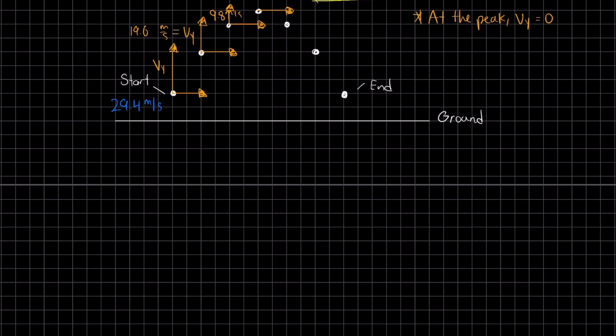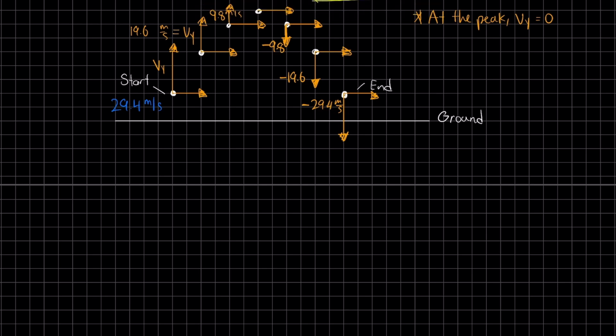When it starts to fall back down, gravity is still accelerating it at the same rate. So 1 second later, it's going to have a vertical velocity of negative 9.8 meters per second, and it's still going to have the same horizontal velocity. The next second later, it's going to gain another 9.8. So here it'll be negative 19.6 meters per second, while horizontally it will have the same. And then finally, at this end point of the motion, it's still going to gain another 9.8, and it'll be negative 29.4 meters per second. And horizontally, it's still going to have the same velocity.